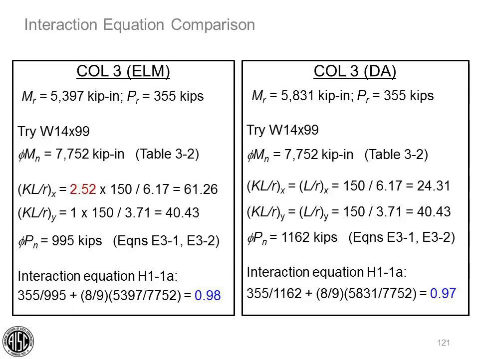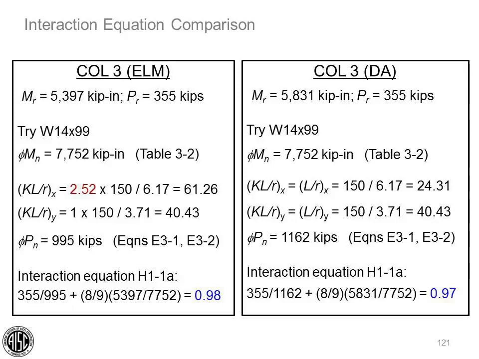For the x direction in the plane of the moment frame, K equals 2.52, which is the modified K after adjusting for the leaning columns. So KL over rx is equal to 2.52 times 150 divided by 6.17 equals 61.26. For the y direction, K equals 1 since that direction is braced by the brace frames. KL over ry is equal to 40.43. KL over rx is larger than KL over ry, so the major axis controls the compression capacity. The column compression capacity phi(Pn) is 995 kips using the equations in Chapter E.